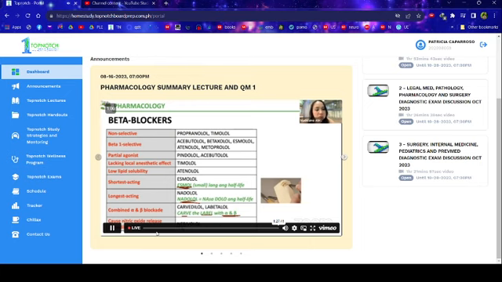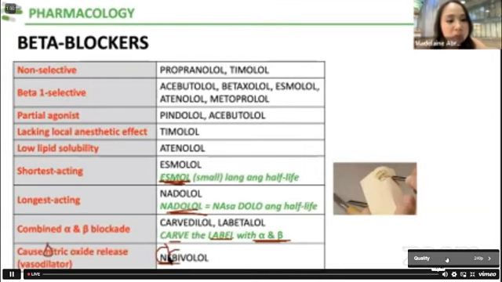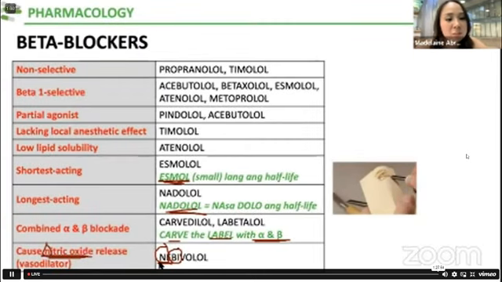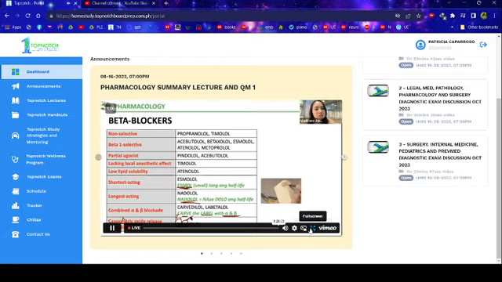Your nebivolol, paano tandaan? N for nitric oxide, N. B for nebivolol, BI for beta-1. Okay, so nebivolol causes nitric oxide release and beta-1 blockade. Okay, so beta-1 tsaka nitric oxide. Again, nitric oxide tsaka beta-1 mechanisms ng nebivolol.